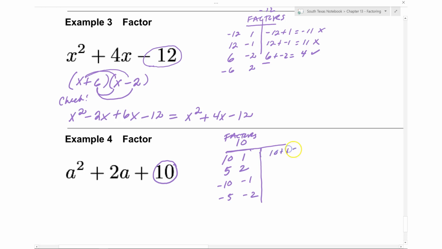10 plus 1 gives you 11. That won't be it. 5 plus 2 is equal to 7. That won't be it. Negative 10 plus negative 1 gives you negative 11. That won't be it. And negative 5 plus negative 2 is negative 7. That won't be it. So since we can't find factors, we're going to say that this is prime.